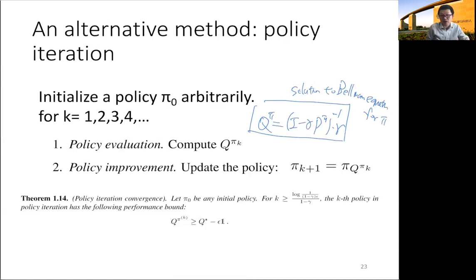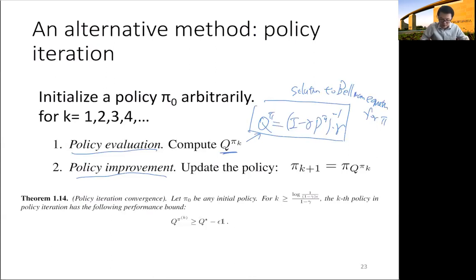So the policy iteration algorithm works as follows. You alternately run policy evaluation and policy improvement. Policy evaluation is essentially solving this linear system to get this Q pi k, and then policy improvement involves making use of this Q pi k and finding the next policy to be the greedy policy corresponding to this current iterate of Q pi k.